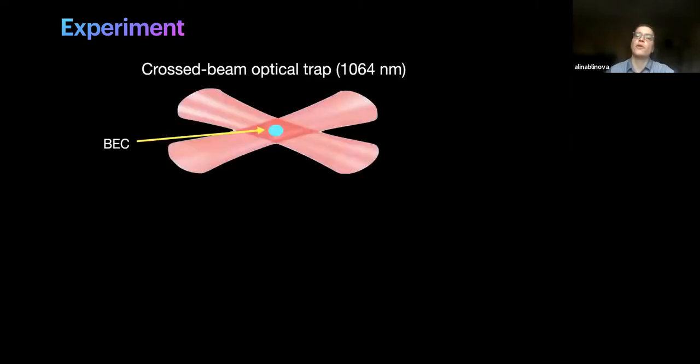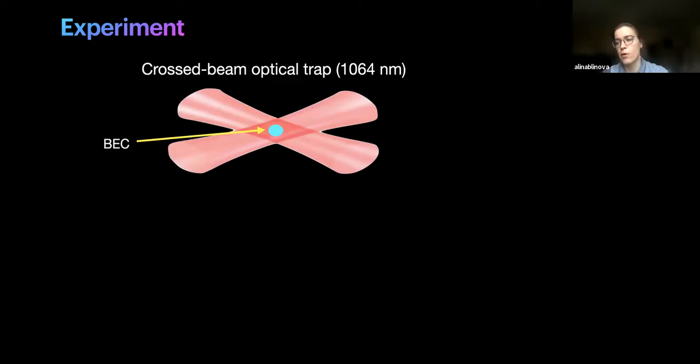Additionally, what's important to note is that after we make our condensate, we load it into a crossed beam dipole optical trap. This is important because when your BEC is optically trapped, you have a spin degree of freedom which is not frozen, unlike the case of a magnetic trap. In a magnetic trap, your BEC spin degree of freedom is frozen, and if you want to work with spinor BECs, you have to have all optical trapping.